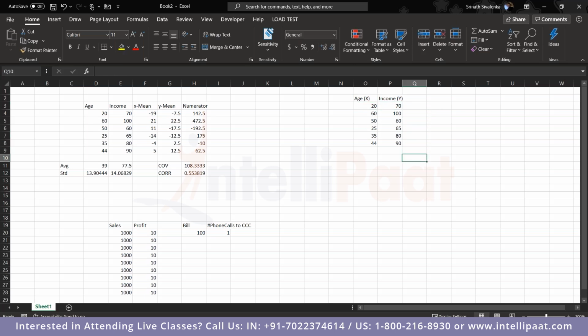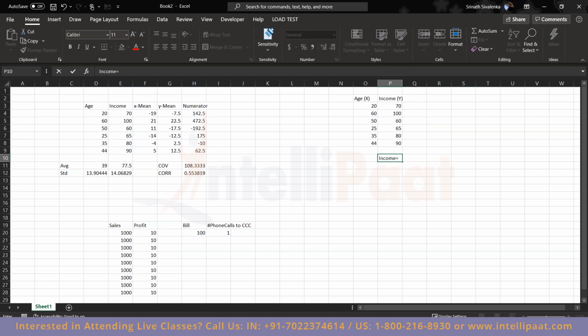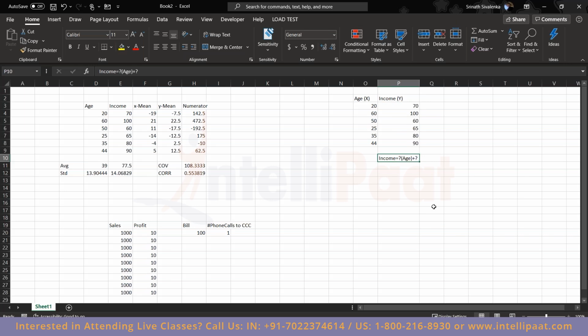And so I'm looking at an equation that basically looks like this, which says that income is equal to some value times age plus some other value, something in that form. I'm looking at an equation that looks like that. Okay. So let's actually try and perform a simple linear regression here. And it's actually very easy to do.